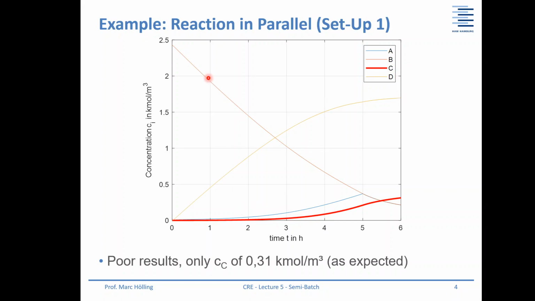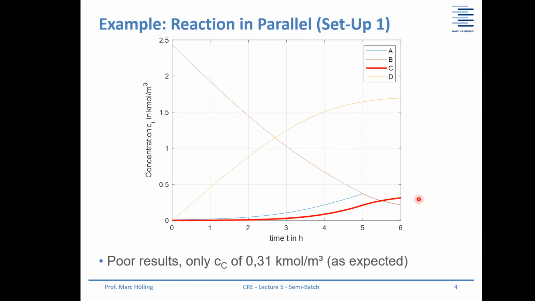And here again you can see our concentration of component B. It starts with a high amount and it decreases continuously, and component A, you just have a very low concentration because everything you feed to your reactor is immediately consumed. Unfortunately, it's consumed by reaction 2, so not a very good solution.